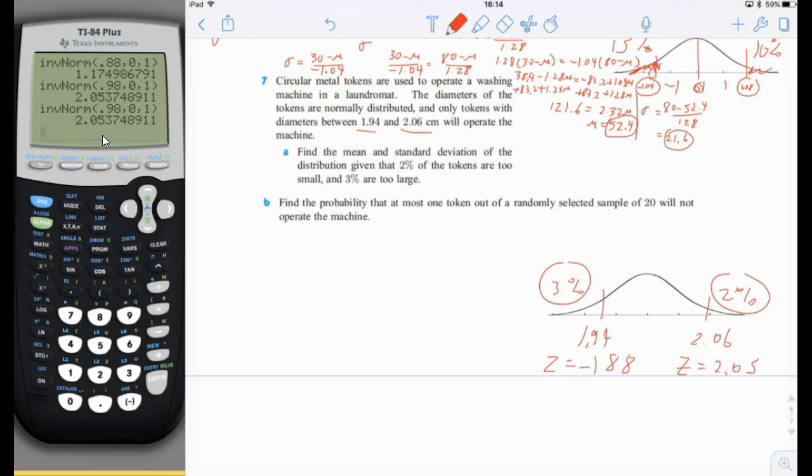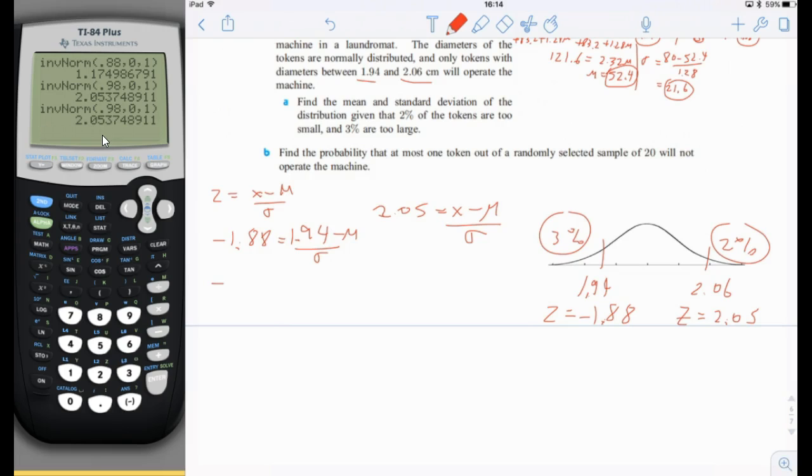Okay. So now we have two equations and two unknowns. We have z equals x minus mu divided by sigma. So first we're going to have negative 1.88 equals x, which is 1.94, minus mu, divided by sigma. And then the other one we have 2.05 equals x minus mu divided by sigma. And instead of doing that horrible algebra that we just did, I'm going to show you how to use PolySMLT to solve these equations. So the first thing you need to do is arrange it so that you have something times x plus something times y equals something. So I need to get the sigma out of the denominator first of all.